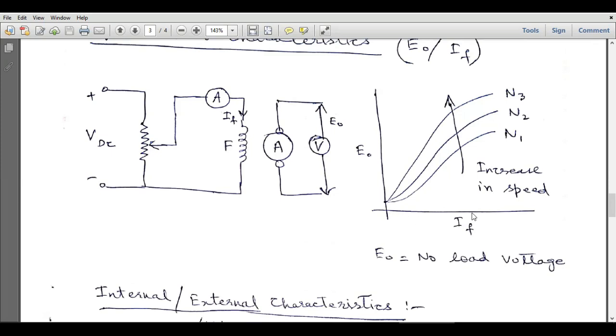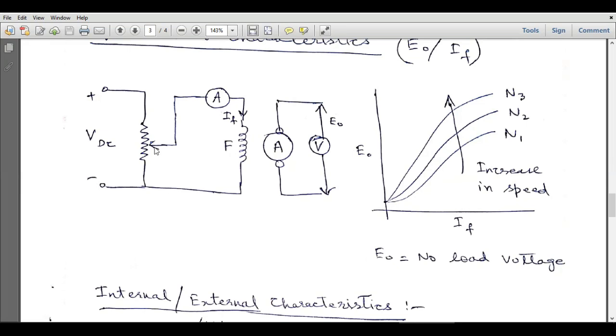If we increase the field current, definitely the output voltage of the DC generator will increase in direct proportion, and this will be the variation of the output voltage at no load of the separately excited DC generator as we increase the field current. And if we increase the speed, then these characteristics will shift upwards, right? So this is at speed n1, at speed n2, this will be the variation of the output no load voltage, and this is the output voltage at no load at a speed of n3, and n3 is greater than n2 and n2 is greater than n1.